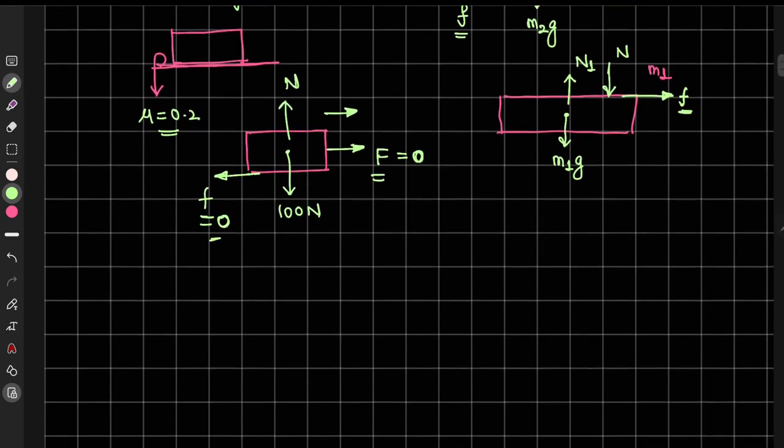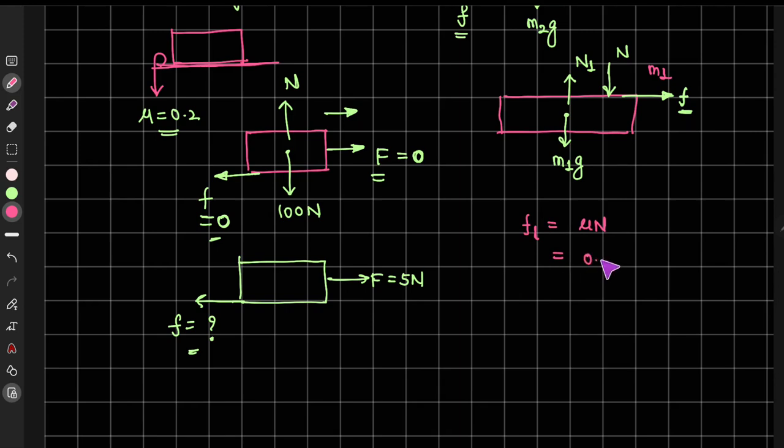Let us say we increase the force to 5 Newton, F is equal to 5 Newton. What is the friction acting here? That we have to decide first. For that, let us find the limiting friction. We know that the limiting friction FL is equal to mu into N, that is mu is 0.2 and N here is 100 Newton. So we can say the limiting friction is 20 Newton.